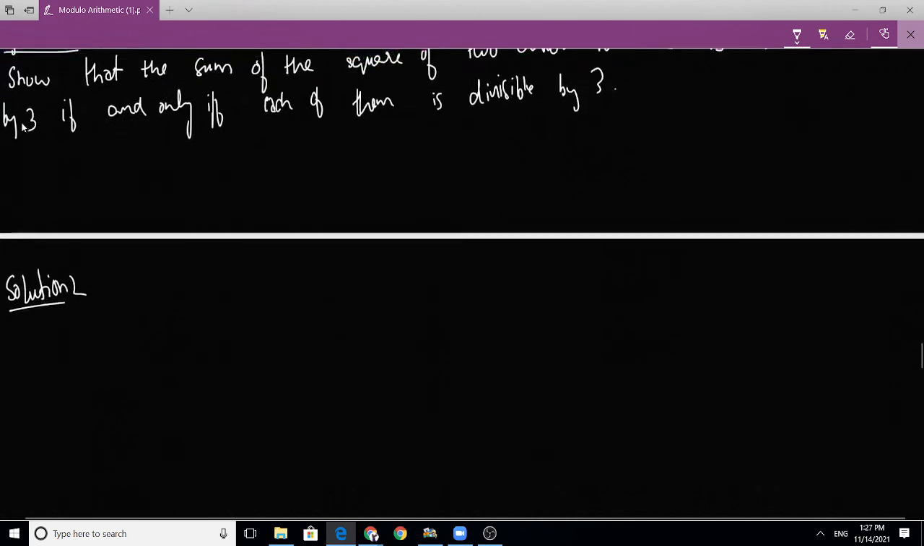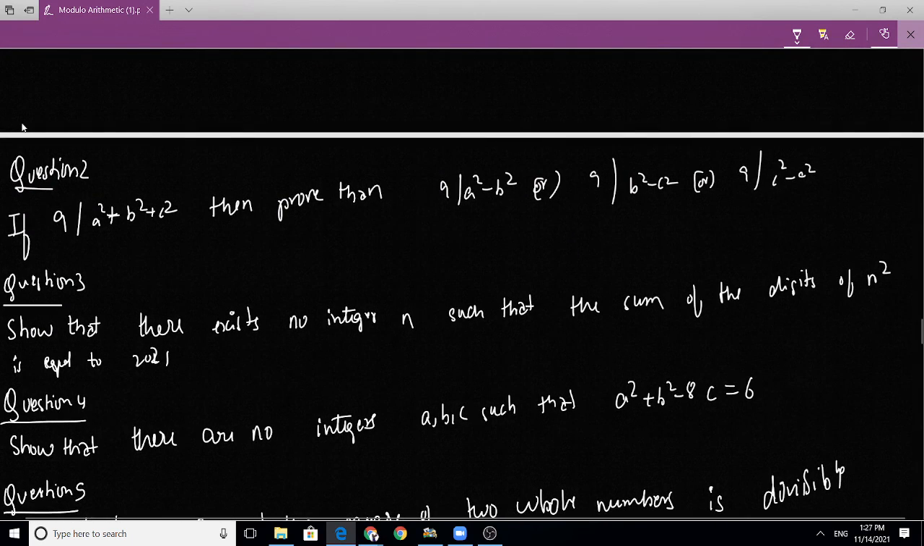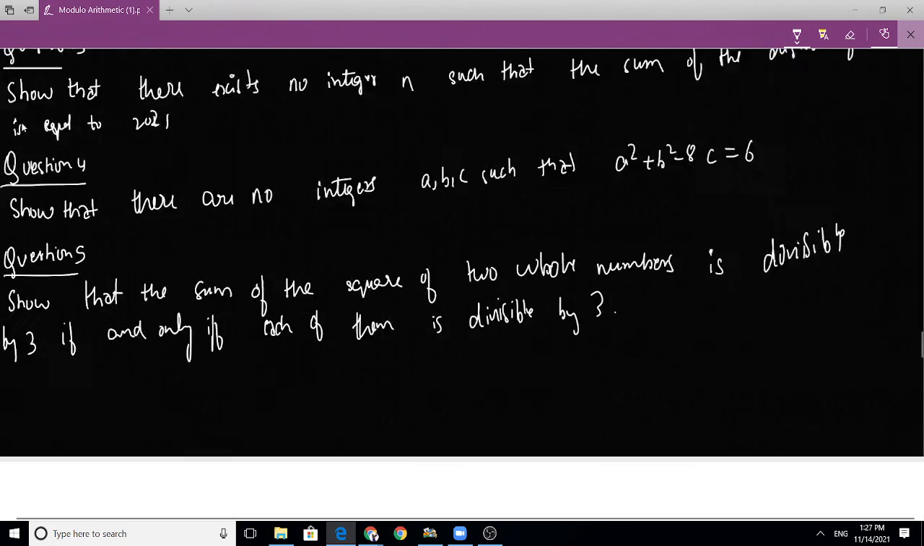So I'm going to write the solution 2 here. Solution 2. So, let's see the question. If 9 divides a square plus b square plus c square, then prove that 9 divides a square minus b square, or 9 divides b square minus c square, or 9 divides c square minus a square.